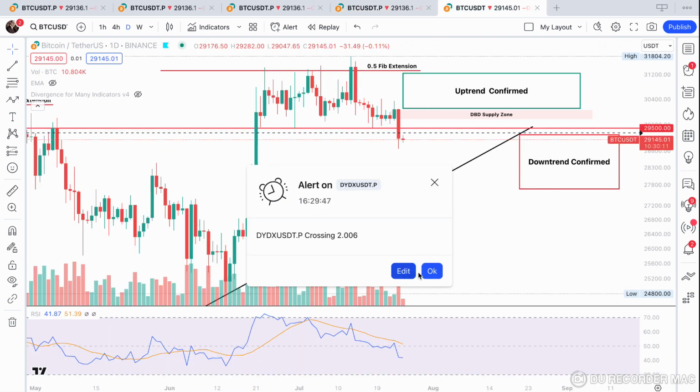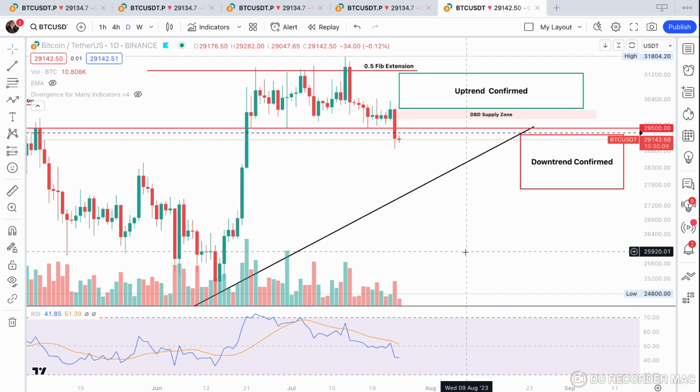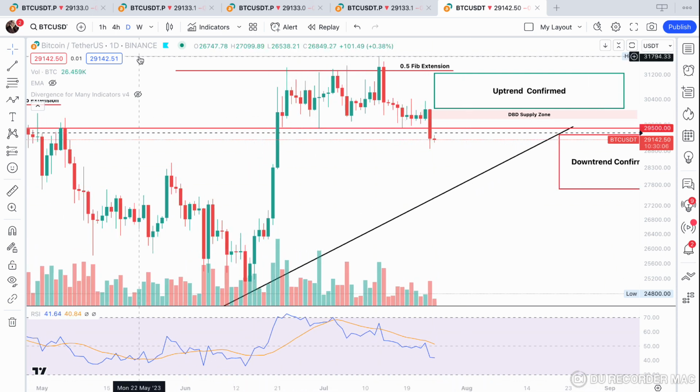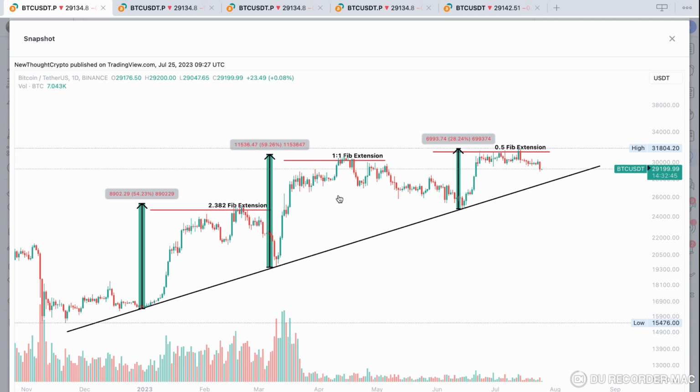Now the first question that we need to ask is, do we have a problem with Bitcoin? Yes or no? And my answer is yes. Why? Just review this uptrend. In the first impulse we made a percentage gain of over 54%, and it was the 2.382 fib extension. In the second impulse up we made 59.26%, and it was the 1-to-1 fib extension. In this leg up we only made just a bit over 28%, and it was the 0.5 fib extension.